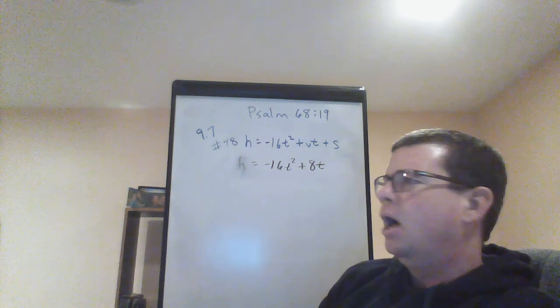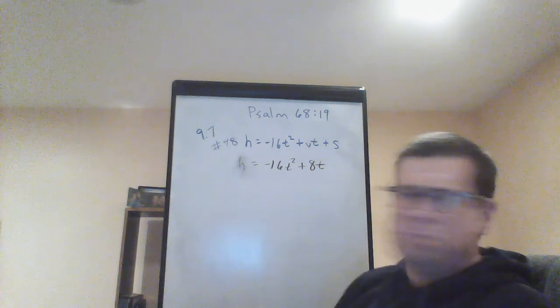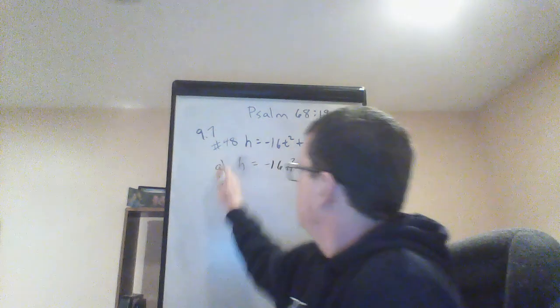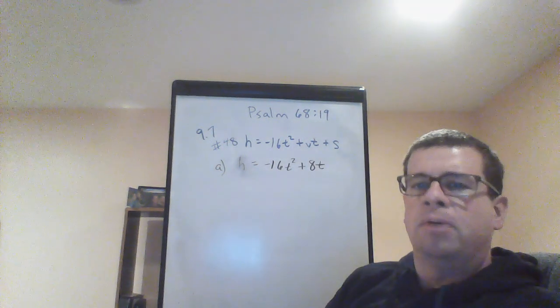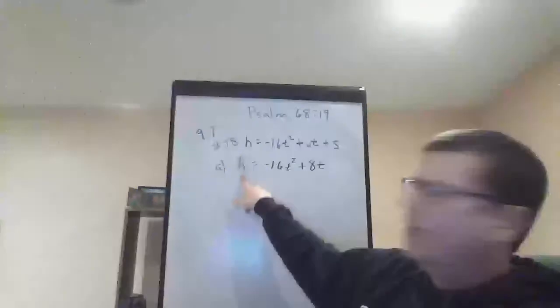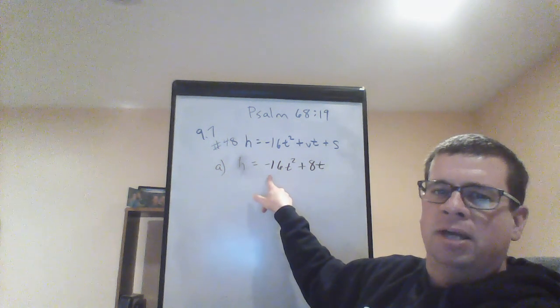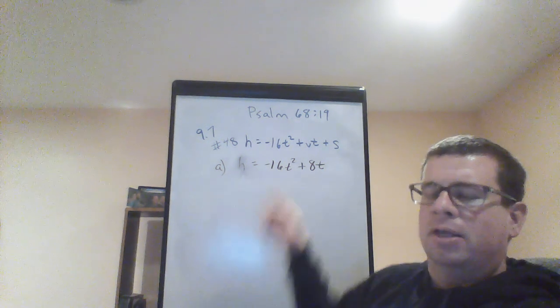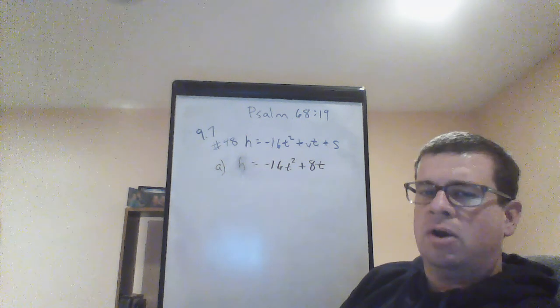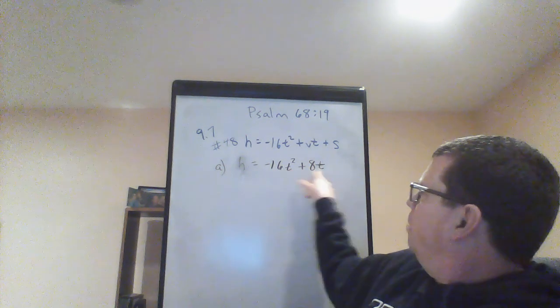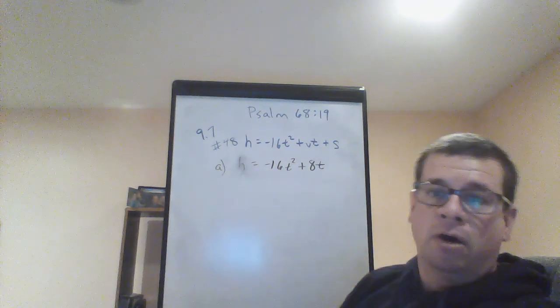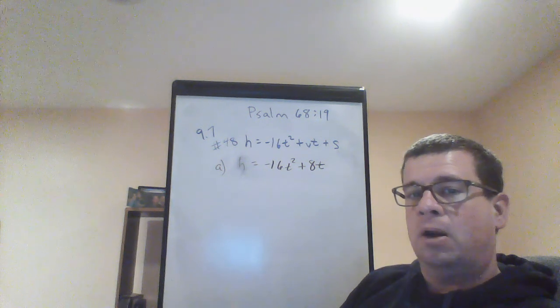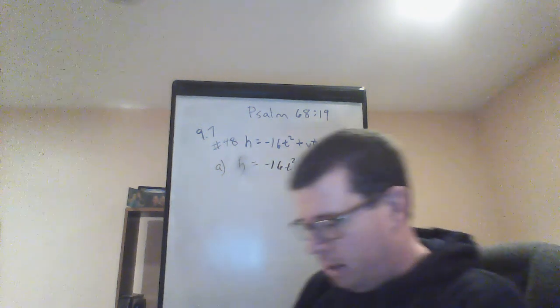So here is part A. All right, there's the equation that we're using in part A. We can find the height of this grasshopper by doing negative 16t squared plus 8t. If you tell me how long this grasshopper has been in the air, I can plug it in there for t, and I can tell you how far off the ground this grasshopper is. All right, which kind of leads right to part B.